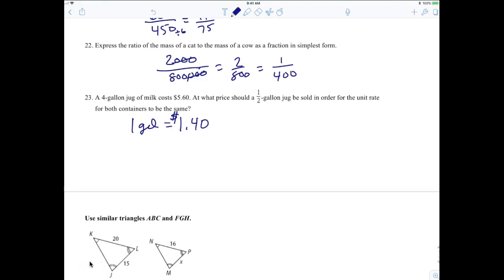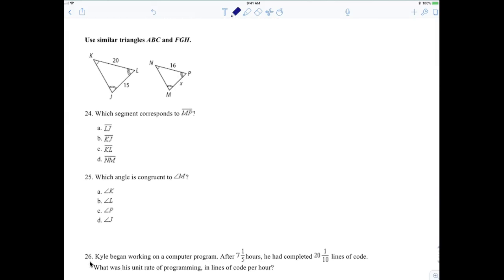But the problem is that's for 1 gallon, we need a what? Divide by 2, because we need a half a gallon. So a half a gallon would equal what? 70 cents. 70 cents. All right. Anybody have any issues? All right. So now let's talk about the triangles again.